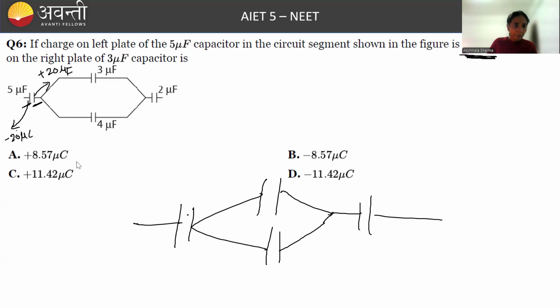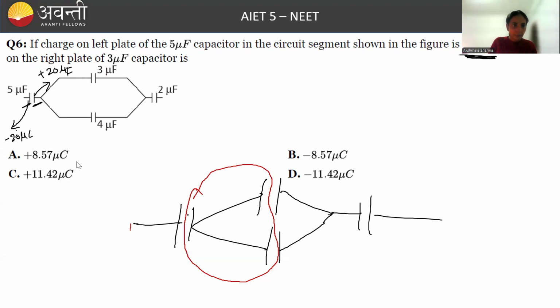Can I apply the isolated system concept here? If you talk about these three plates, they are not directly connected to the battery, so their charge will remain conserved. It means before this system was connected with the battery, the sum of charge on these three plates was zero, and finally it should also be zero.